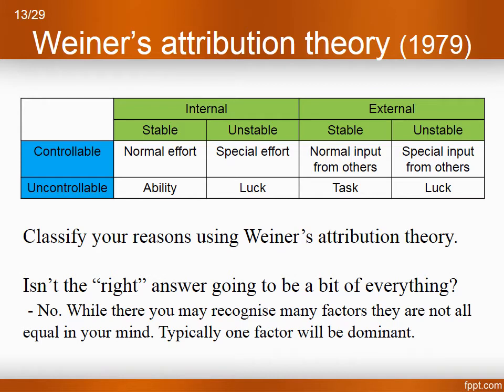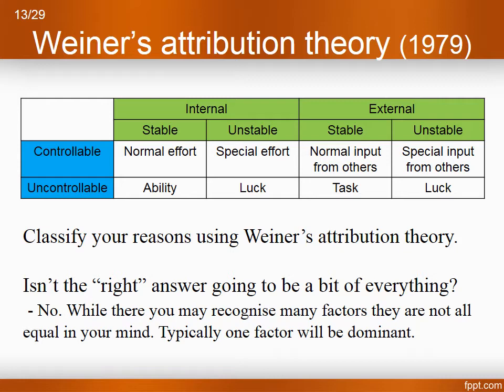So do this for all of the reasons you've come up with. Now, you may be thinking for some of the reasons, oh, well, it's a bit internal, it's a bit external, fair enough, but it's rare that it'll be completely 50-50, equally both. So I guess for any one of those, which one is the better descriptor of the two? Is it mostly internal? Is it mostly external? Is it mostly controllable? Mostly uncontrollable? So, come down off the fence.